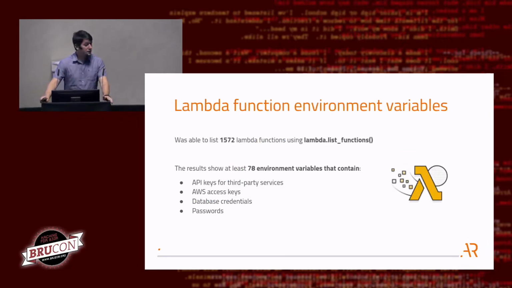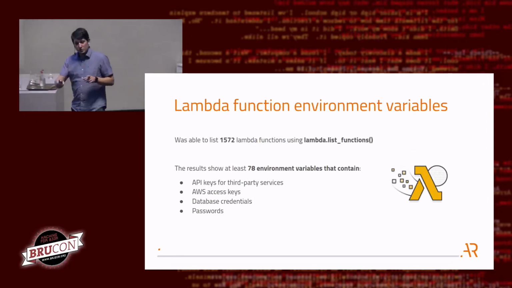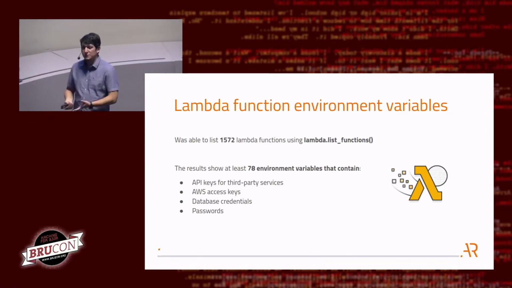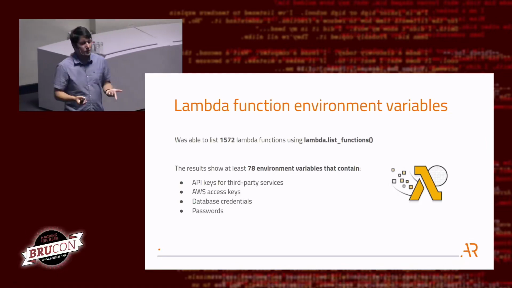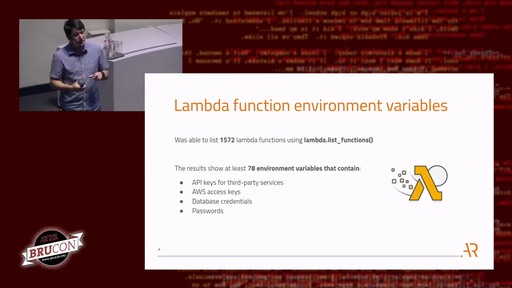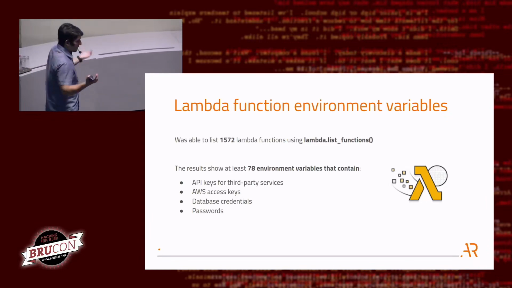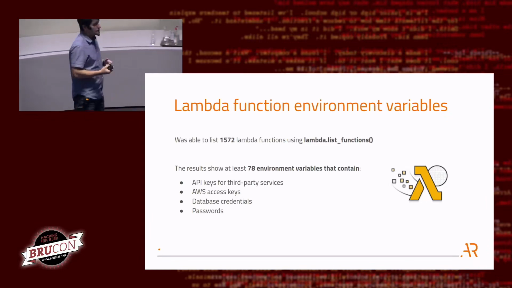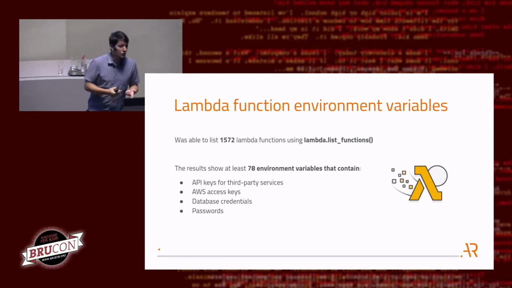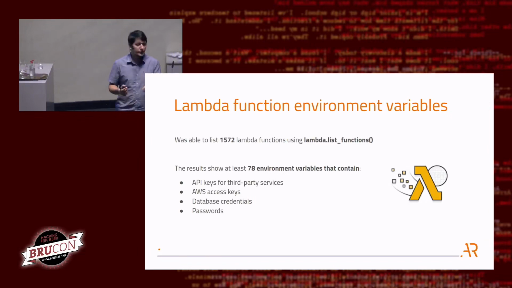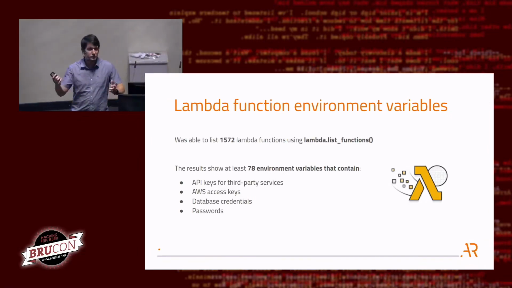Something else that I found that was interesting is that when I did a lambda.listFunctions API call, the result included the names for the lambda functions, but also included the user-defined environment variables for those lambda functions. And it seems that it's a pretty common practice to use environment variables to hold secrets. So I found 78 environment variables with API keys, database passwords, and many other things.